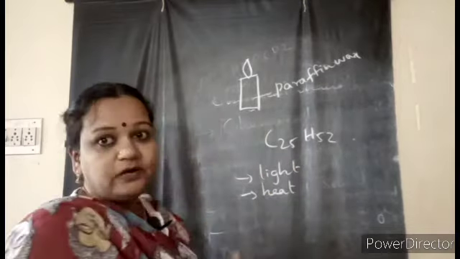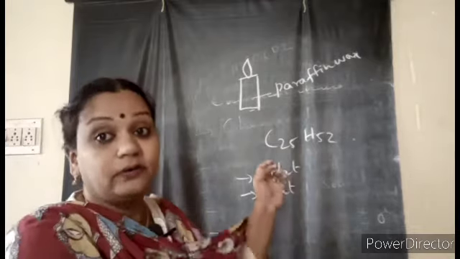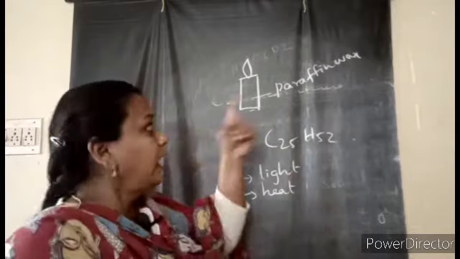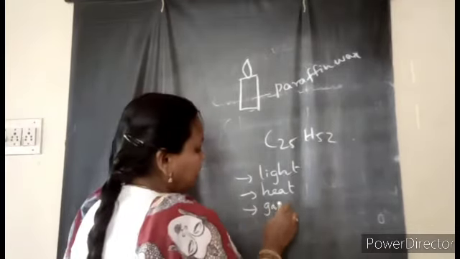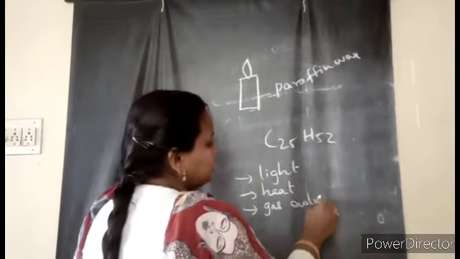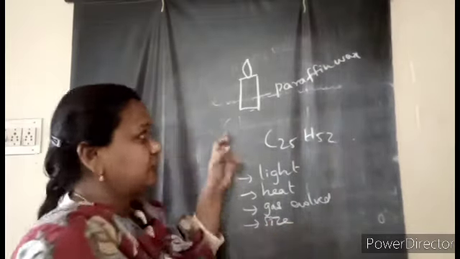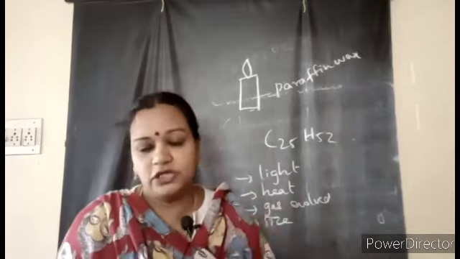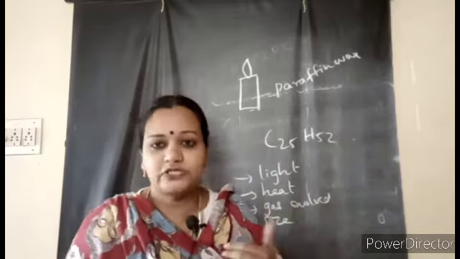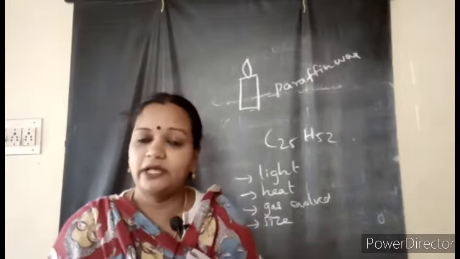We did the same experiment for radiation in the heat chapter. Do you remember in the heat chapter? Heat is produced, light is produced, gas is evolved. So many changes take place, and also size changes. No, size decreases. Size is also getting changed. So this is an example of physical and also chemical change. Yes, like this, some of the reactions are both physical and chemical reactions.